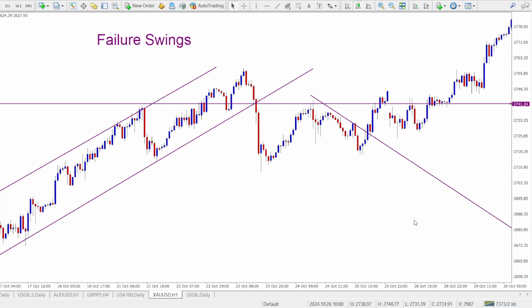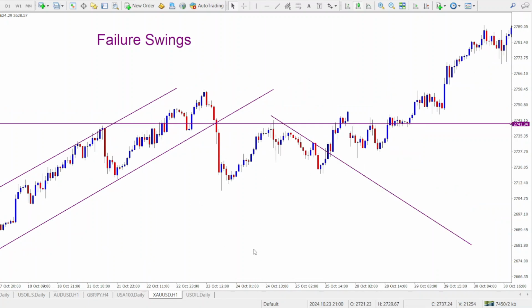a failure swing occurs when a price movement fails to continue in the direction that traders expect. So we had a failure swing around here because, to the surprise of traders, the bullish move continued. After the principles of breakout had already played out, we had the bullish move resume. It's essentially a signal that the market might be reversing or about to experience a significant change in direction. That is what failure swings represent.